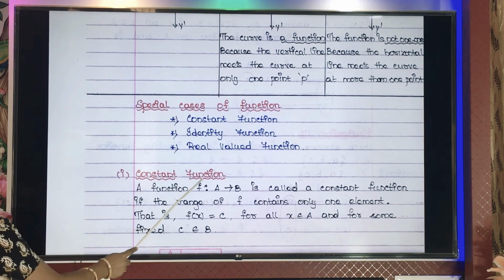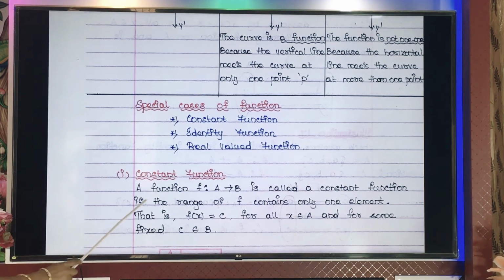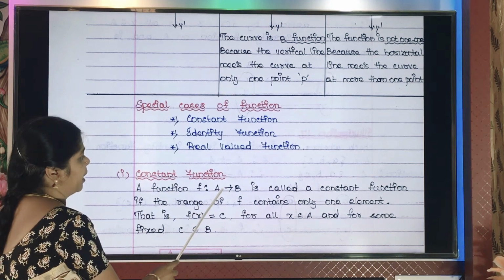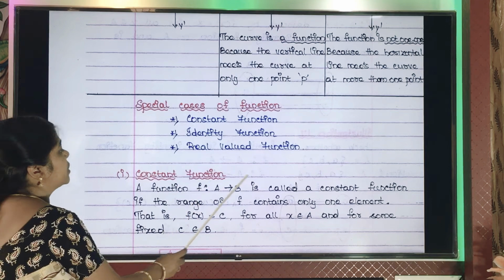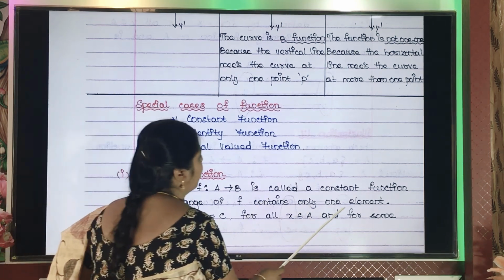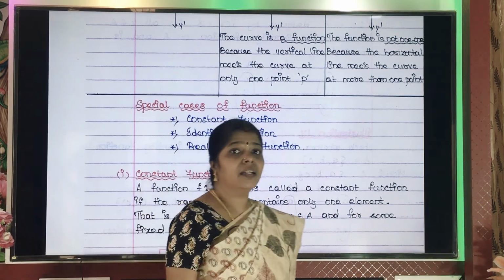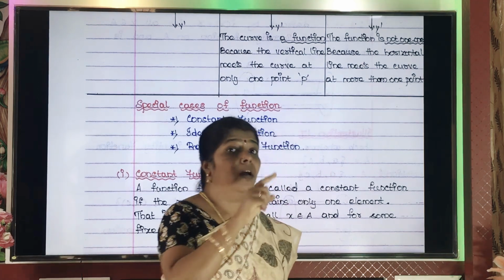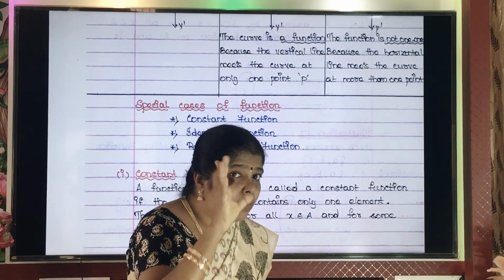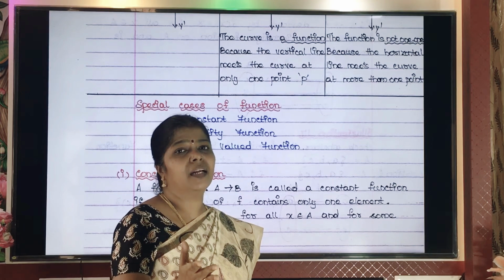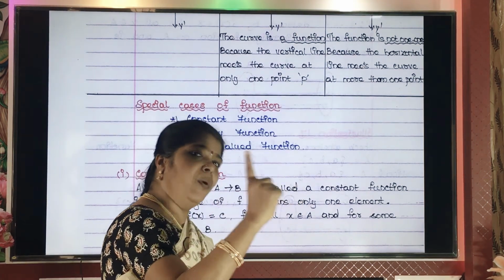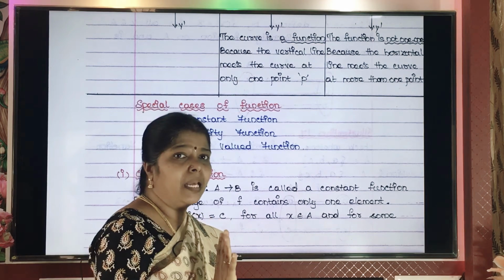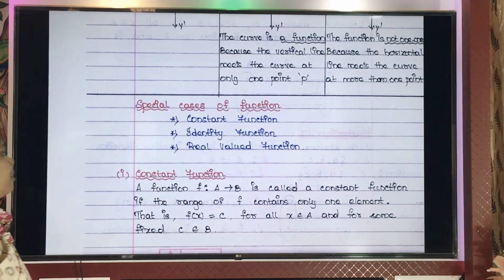First is constant function. A function from A to B is called constant if the range contains only one element. What does that mean? Only one element should be in the range. That means, all the elements should have only one image. If that is so, then it is called a constant function.